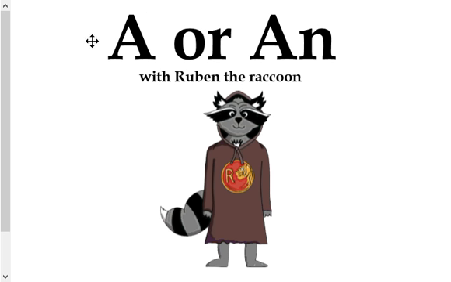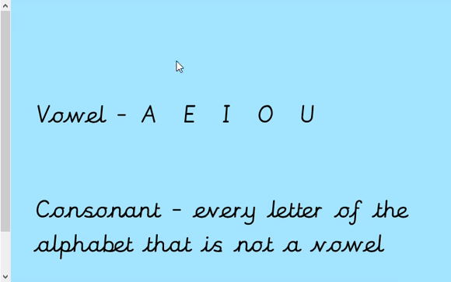This morning we're going to be using Reuben the raccoon. He is there to help us, and the key piece of learning you need for this is that you need to know the difference between a vowel and a consonant. Okay, so they're all letters of the alphabet. Both vowels and consonants are letters of the alphabet, and every single letter is either a vowel or a consonant.